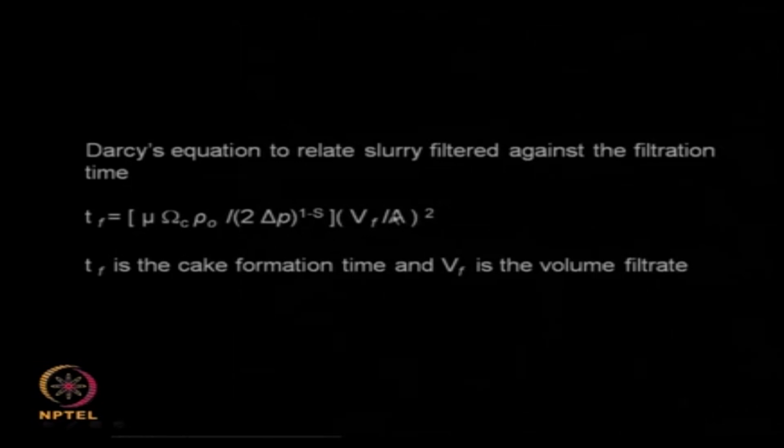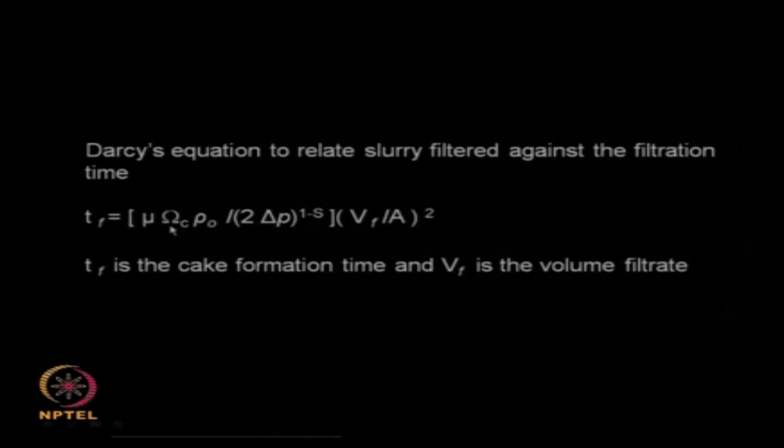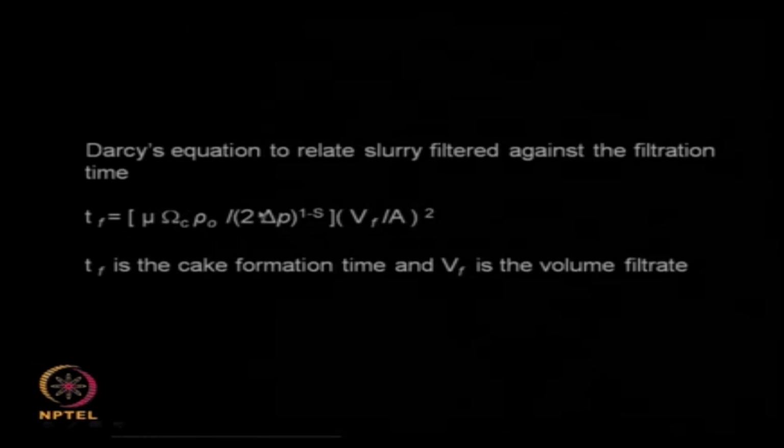A is the area which is dipped inside your slurry tank, rho naught as you know is the mass of the solid per volume, mu is the viscosity, and this is the resistivity. Here we have assumed compressible solids, that is why you have delta P raised to the power 1 minus S. Okay, do not forget that. If there is no compressibility, then that term will disappear. Okay, the S term will become 0.